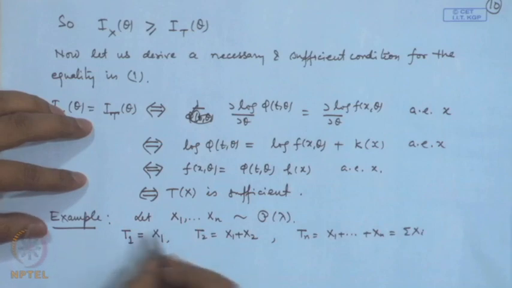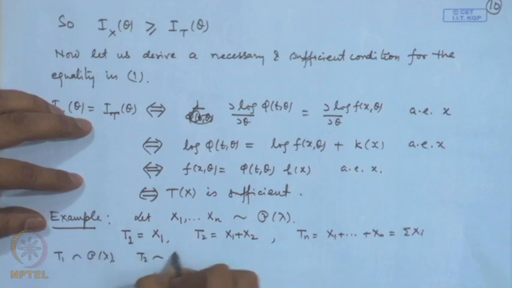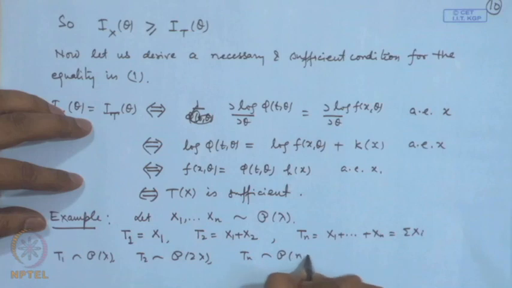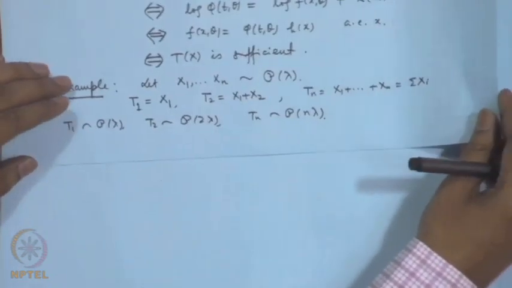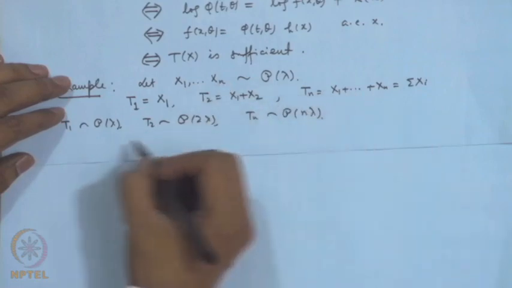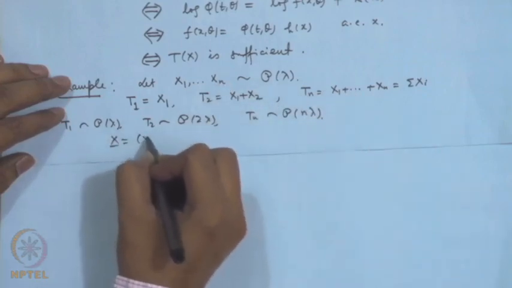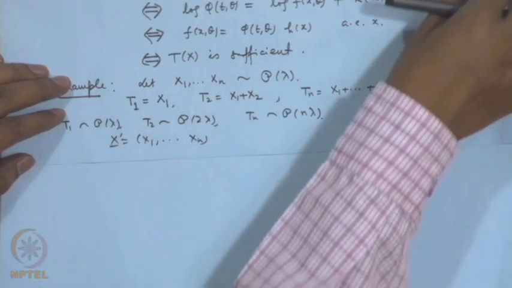In the case of Poisson distribution, we can easily derive the distribution. So, T1 follows Poisson lambda, T2 will follow Poisson 2 lambda, and Tn will follow Poisson n lambda. Let us independently derive the information in T1, T2 and Tn, and also derive the information in the full sample. What is the information in the full sample x1, x2, ..., xn? Let us derive all these things.